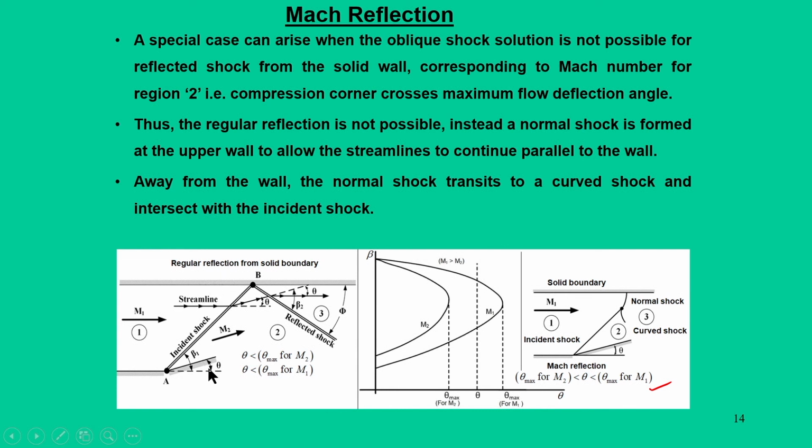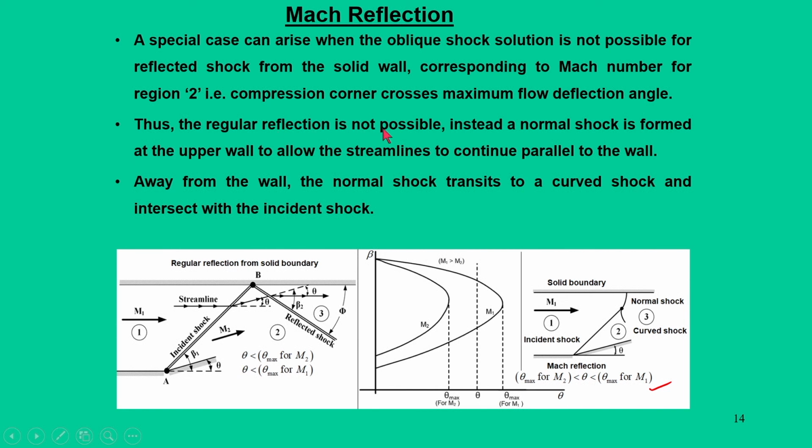So, for a given situation, just by changing the angle theta we can get another flow feature which we call Mach reflection, and this flow phenomenon in which a lambda shock is formed, we call Mach reflection. So, the special case can arise when the oblique shock solution is not possible for the reflected shock from the solid wall with respect to the corresponding Mach number M2, because the compression corner causes the maximum flow deflection angle.